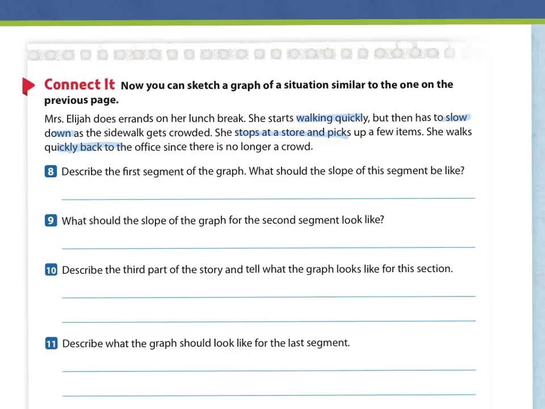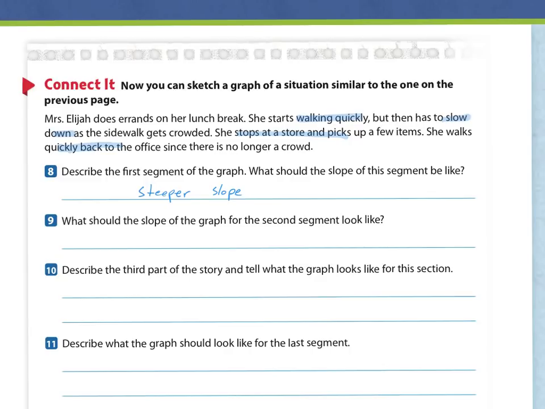So when it says describe the first segment of the graph, what should the slope of this segment be? All right, so the slope for this one is going to be a steeper line, or steeper slope, compared to the rest of the story, because he mentions that she is moving quickly.